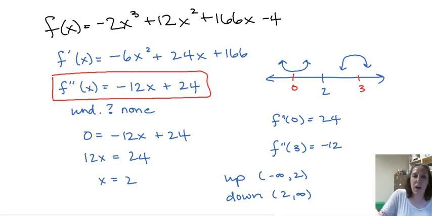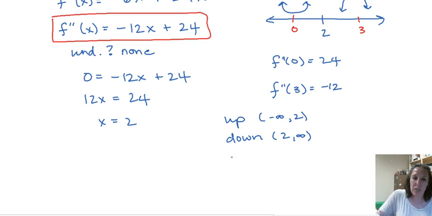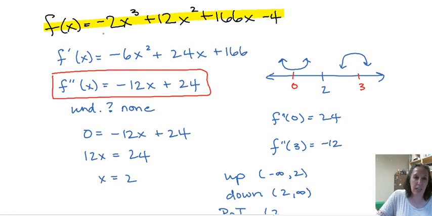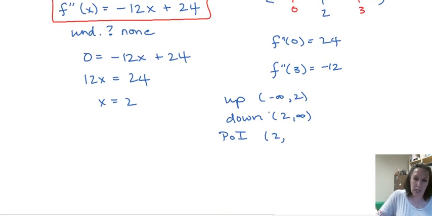And so to find that y value, we're just going to plug into our original function to find the y value. And so we see that we have a point of inflection, I'm going to call it a POI, at the point where x is equal to 2. And then if we plug in 2 into that original function, we're going to get negative 2 times 2 cubed plus 12 times 2 squared plus 166 times 2 minus 4. And I get 360 for that.